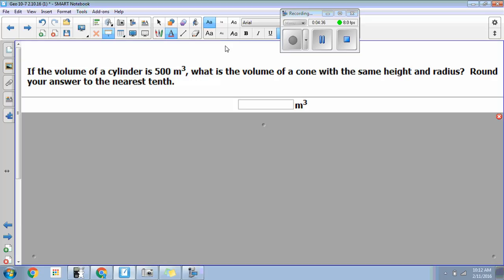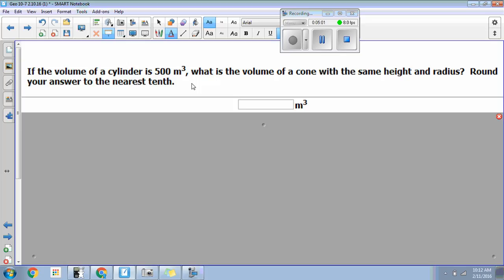Here's another problem. This is not from the homework, but it's similar to what you might see on my test, so I wanted to give you a chance to see it. If you've got a volume of a cylinder at 500 cubic meters, what's the volume of a cone with the same height and radius? This is an interesting problem because we're not told the height or the radius, we're only told the total volume.